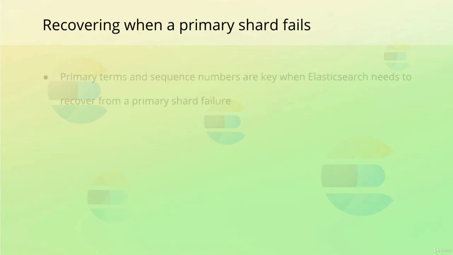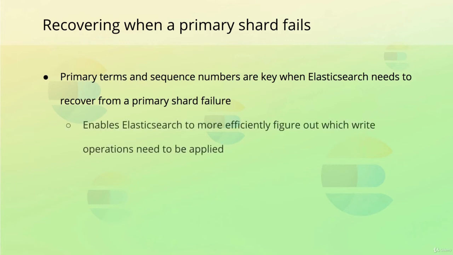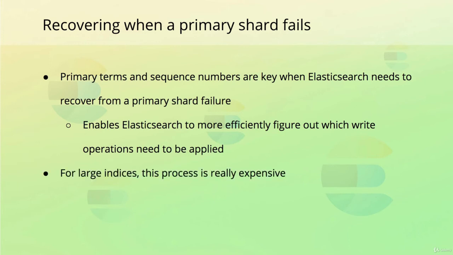Primary terms and sequence numbers enable Elasticsearch to recover from situations where a primary shard changes, for instance due to a networking error. Instead of having to compare data on disk, it can use primary terms and sequence numbers to figure out which operations have already been performed and which are needed to bring a given shard up to date. However, if you have a large index, it's not feasible to compare millions of operations to figure this out, especially not if data is being indexed and queried at a high rate at the same time.